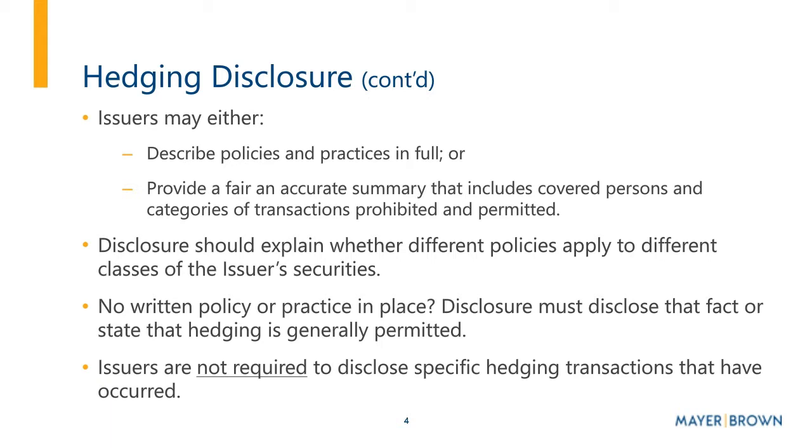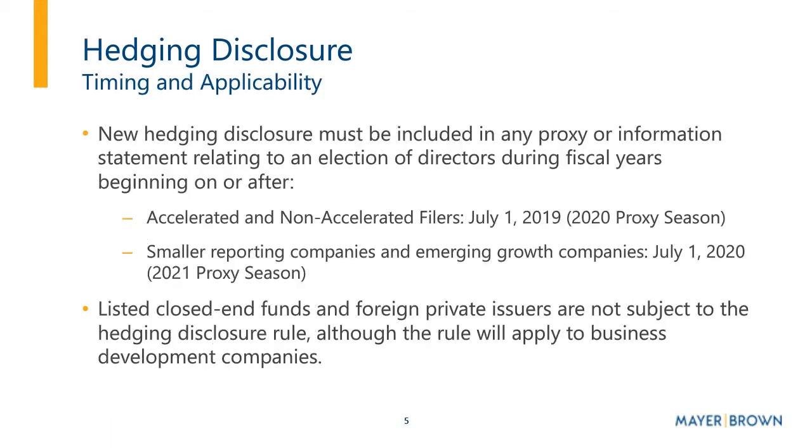As far as timing and applicability of the new rules, accelerated filers and non-accelerated filers are required to include hedging disclosure for the 2020 proxy season. Smaller reporting companies and emerging growth companies are not required to include the disclosure until the 2021 proxy season, although there's nothing wrong with early compliance if smaller reporting companies and emerging growth companies are already including the disclosure in their proxy statements, as many companies are.